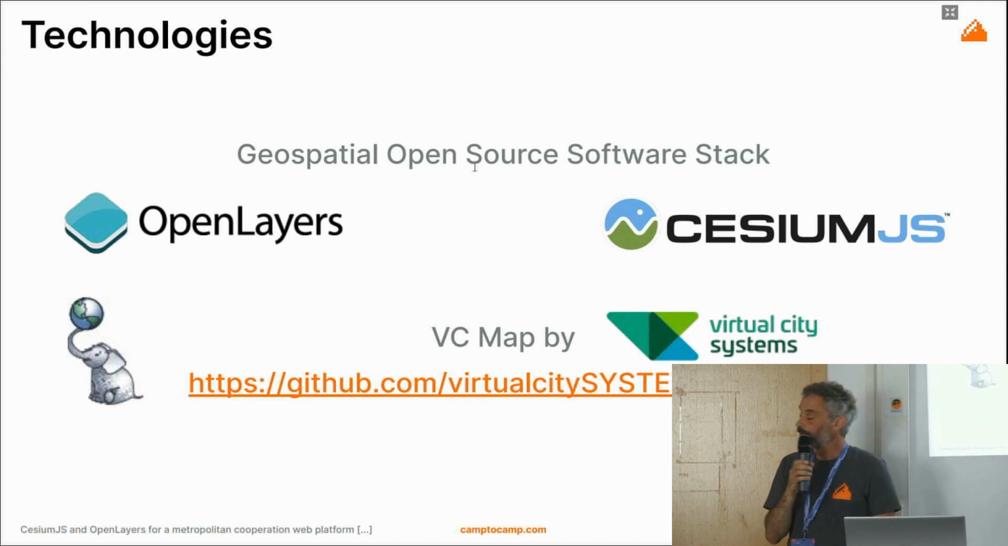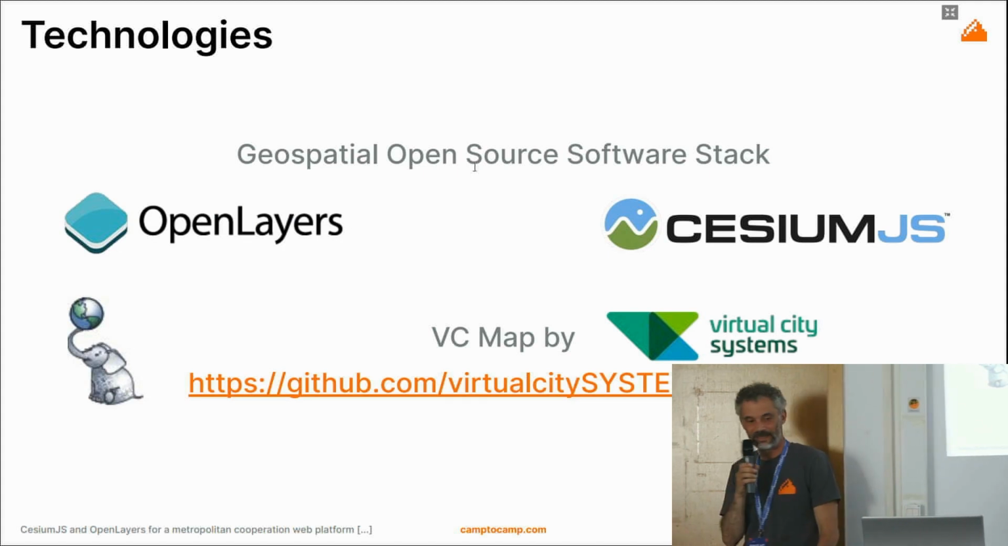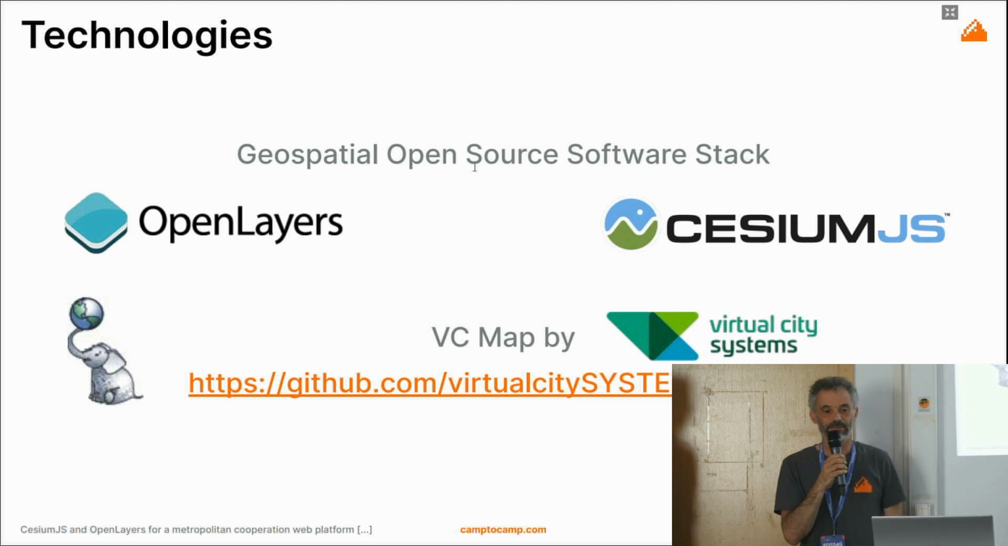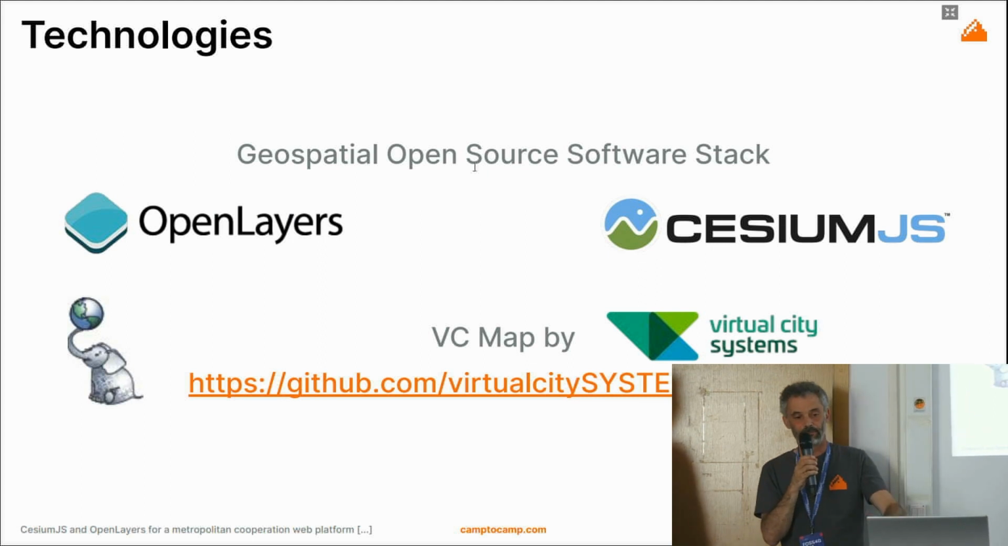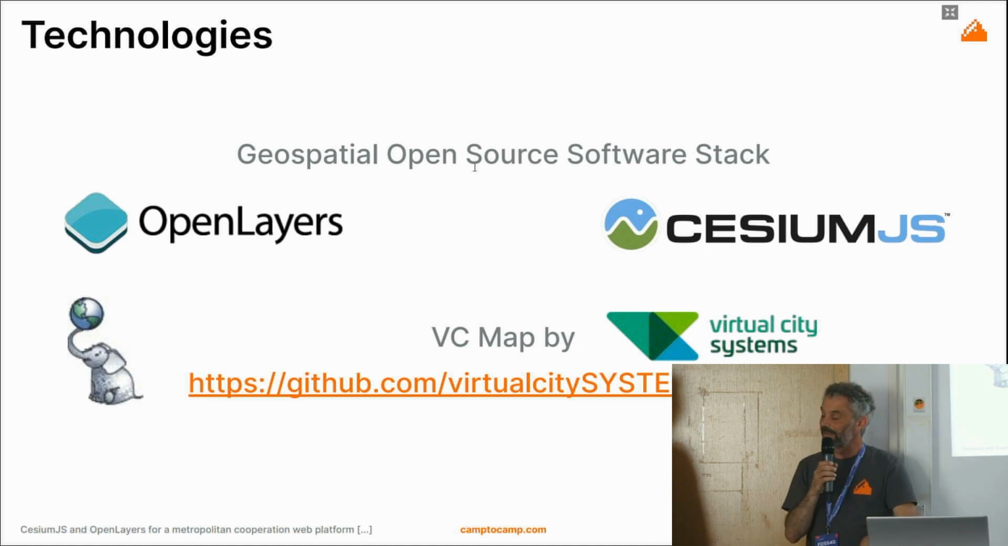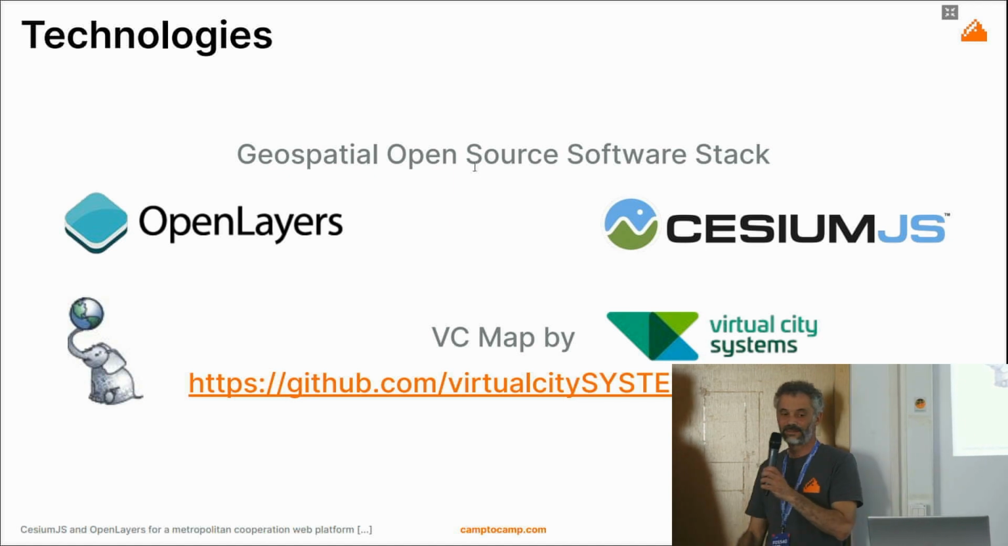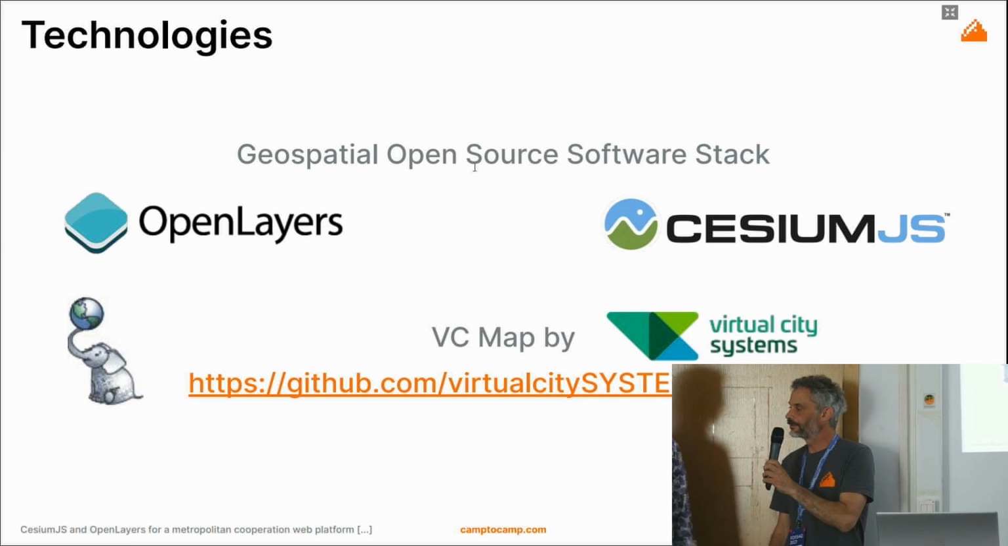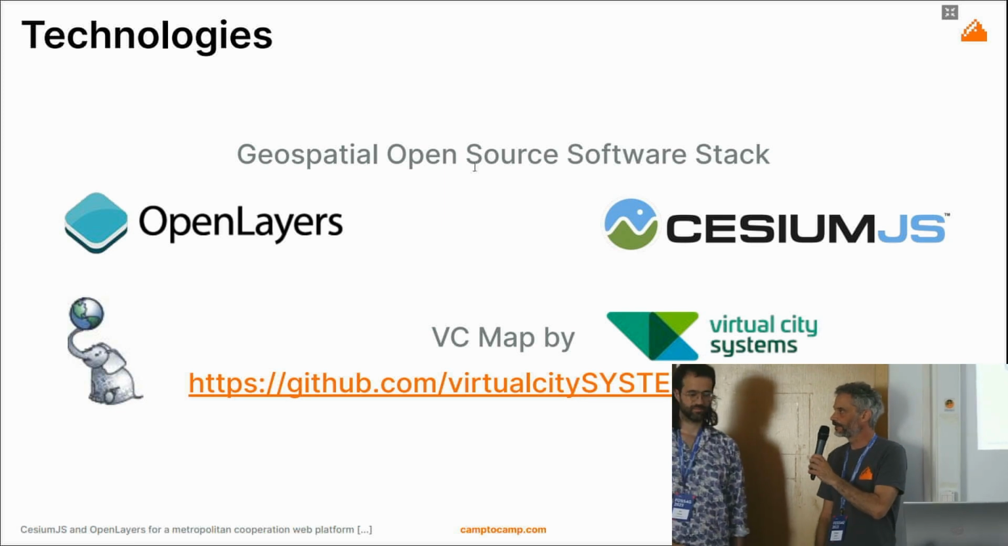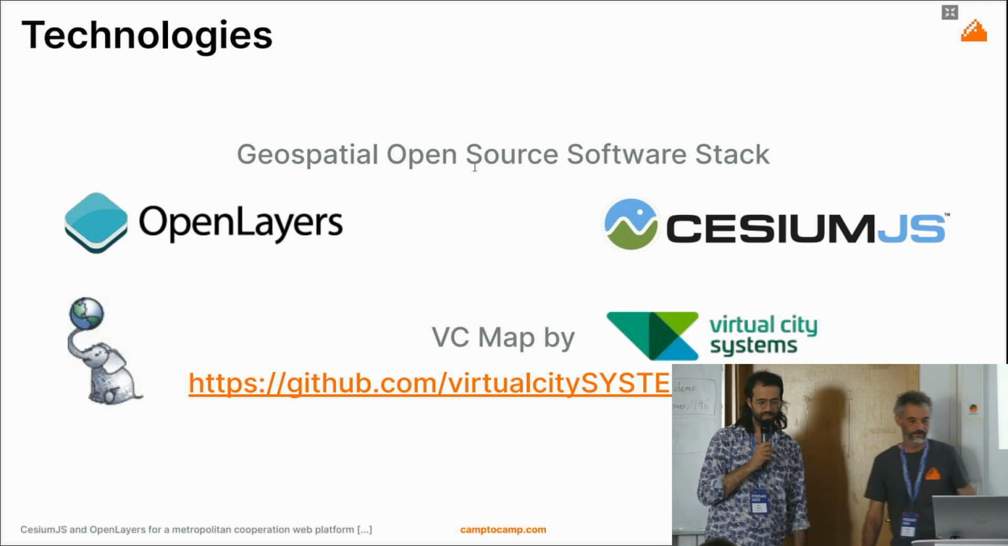Then maybe it's time to talk technologies with Ben. So as we said, we relied on OpenLayers and Cesium mostly. Sometimes just OpenLayers, sometimes just Cesium, but a lot of the time on the Virtual City Map solution, which is open source now, and Ben will explain it. Yeah, I'll try to at least.